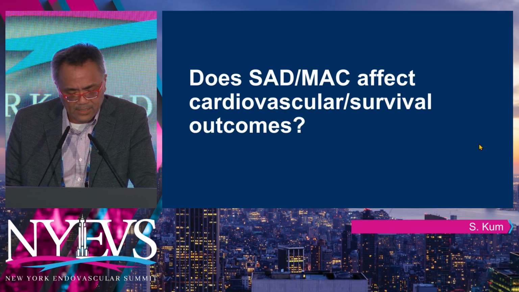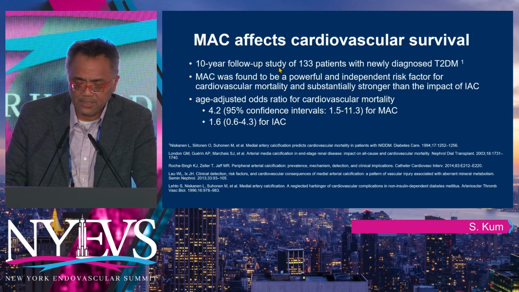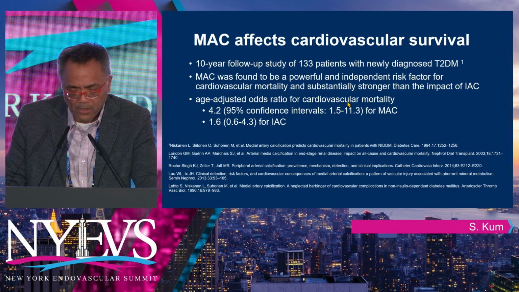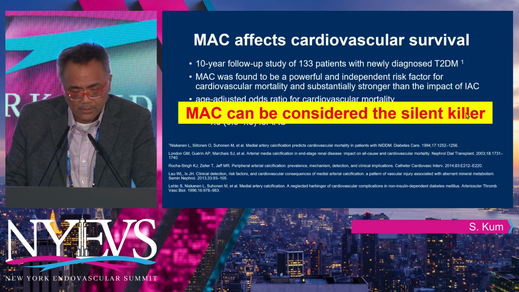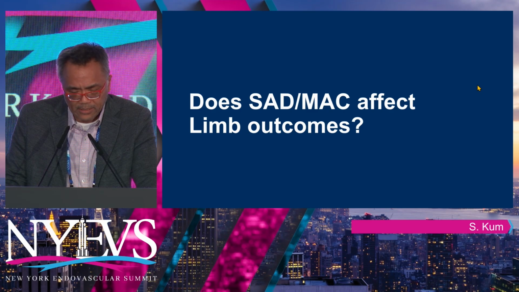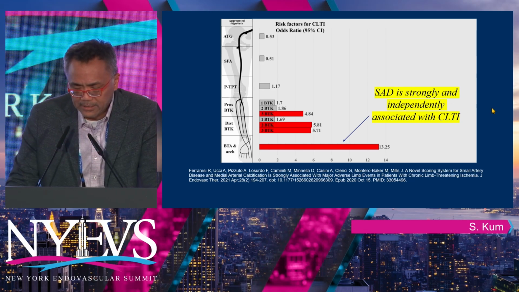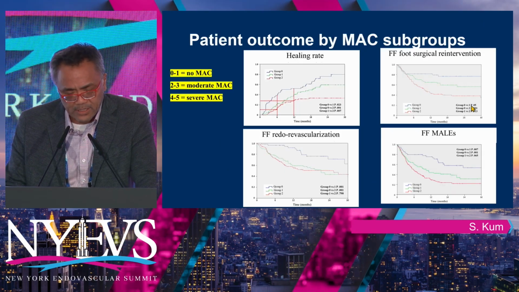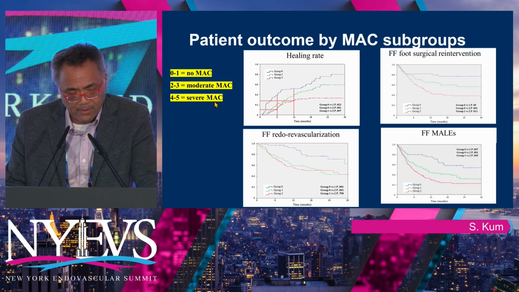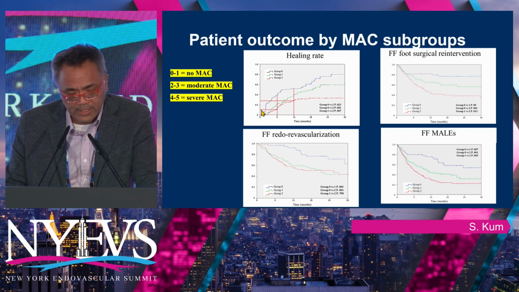So does it affect cardiovascular outcomes? Medial artery calcification was investigated in a 10-year follow-up study of 130 patients with diabetes and was found to be correlative for cardiovascular mortality. So MAC can be considered a silent killer. So if it doesn't kill you, does it affect your limb? Again, data from Roberto Ferraresi's unit, SAT score was independently associated with critical limb ischemia. And I drew some lines here, if you have severe medial artery calcification or a high MAC score, at 6 months, the chance of complete wound healing is less than 20%.